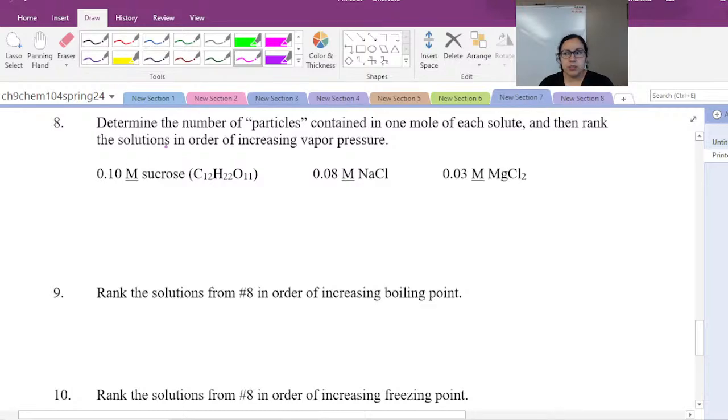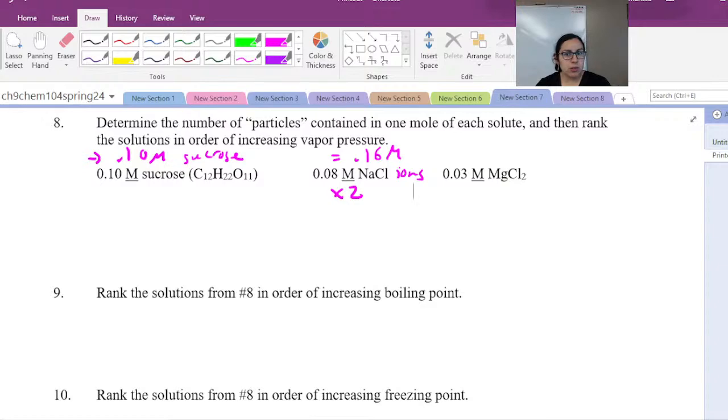So for sucrose, does it dissociate? No. So it's still a 0.1 molar solution of sucrose. That's fine. What about sodium chloride? Does that dissociate? Yes, and how many particles will we get from this sodium chloride? Two. So now we can multiply this 0.08 molarity times 2. So we effectively have a 0.16 molar solution of ions. Does that make sense to everybody?